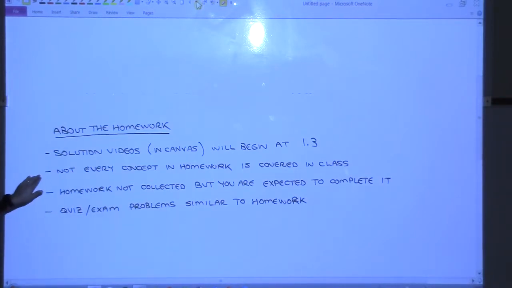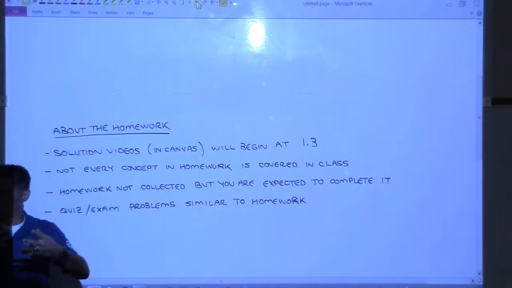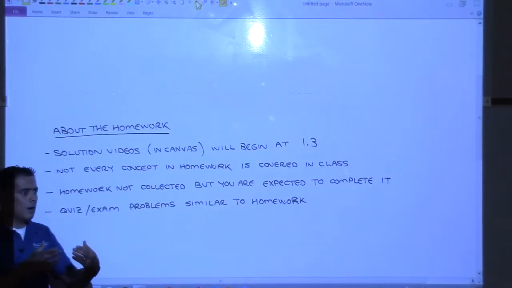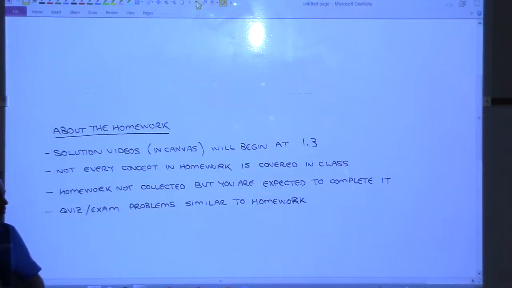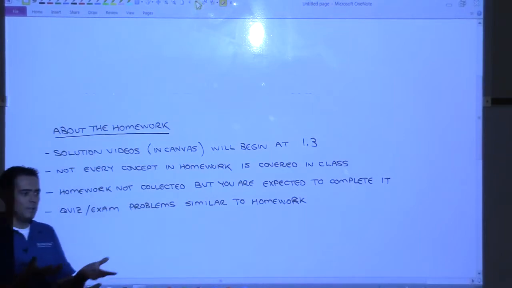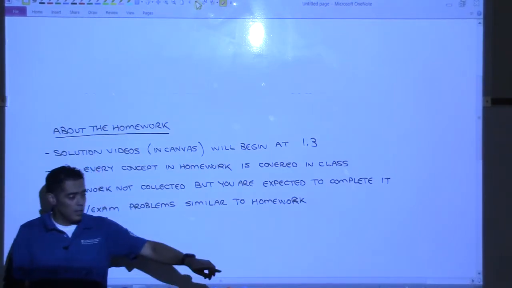Not every concept in the homework is covered in class. So as we move on, if you see something in the homework that looks completely foreign to you, that's because I expect that you could read that problem and figure out what to do. In other words, from what you've been shown in class, you should have enough to be able to do that problem.